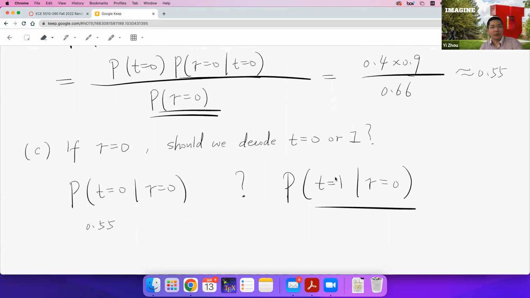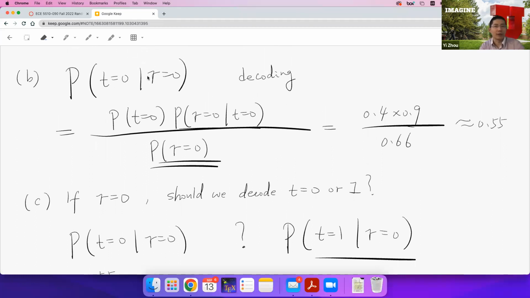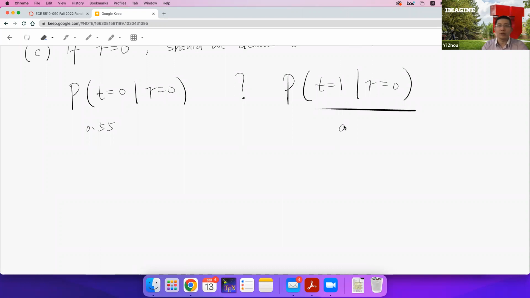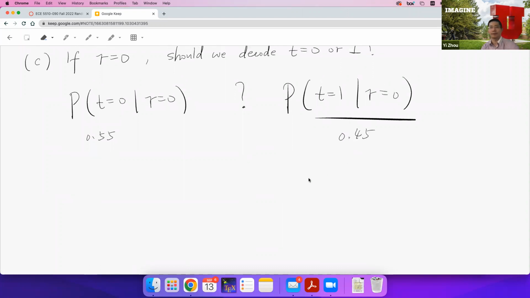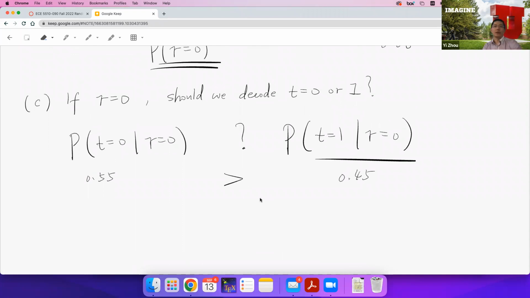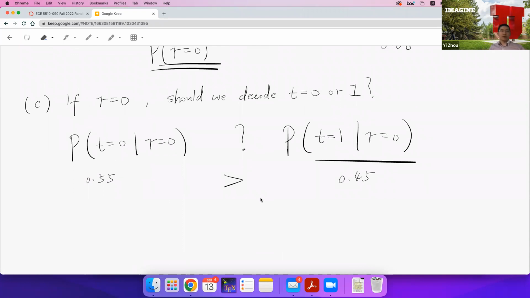Well, you just follow the same procedure as what we did in part B. So you replace this one to be t equals 1, following the same procedure. These two should be t equals 1, and you can find these conditional probabilities in that diagram. So in the end, you can get this is 45%. Okay. So decoding. When you receive message 0, it is more likely that the transmitted message is 0. So you should decode t as 0.